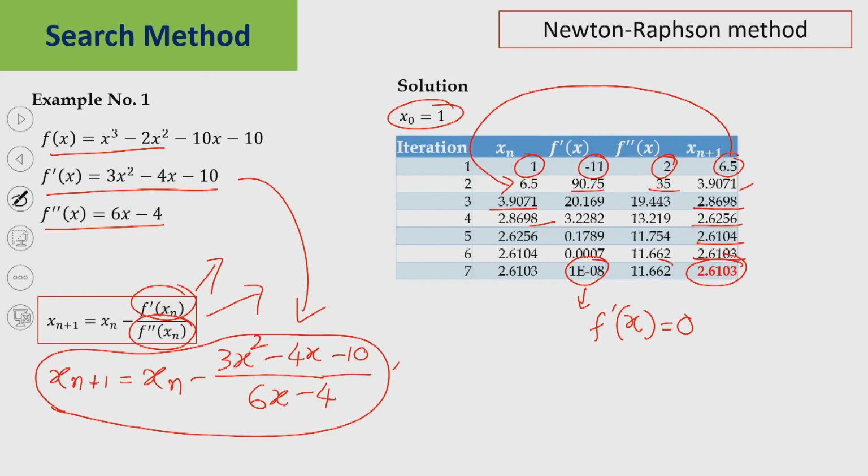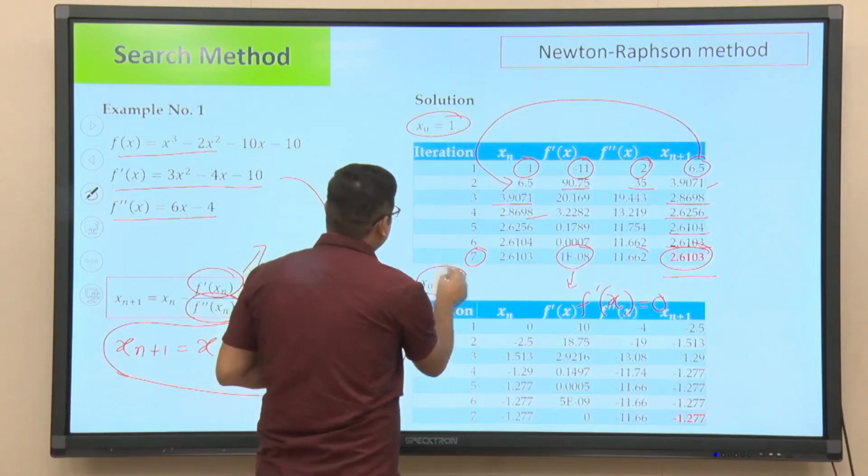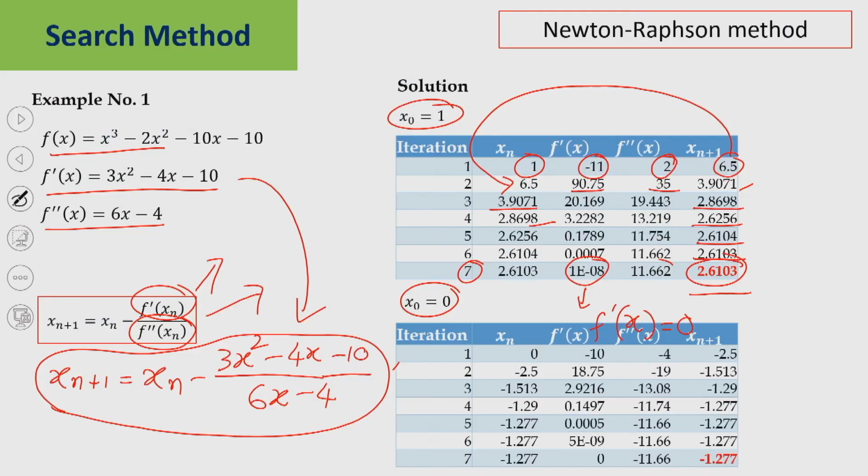In this case, as you have seen, in the 7th iteration I am getting the optimal solution of this problem with an accuracy level of 1 to the power minus 8. If I take another starting point, as you have seen, this particular function has 2 optimal solutions. If I start with x naught equal to 0, you can see I am getting a different optimal solution on the other side, that is minus 1.277. That is the solution I am getting in the 7th iteration.